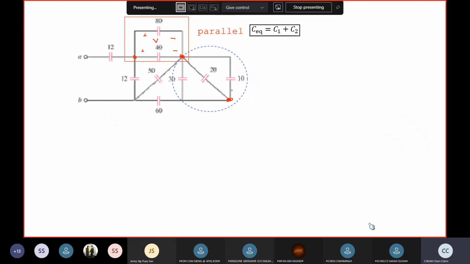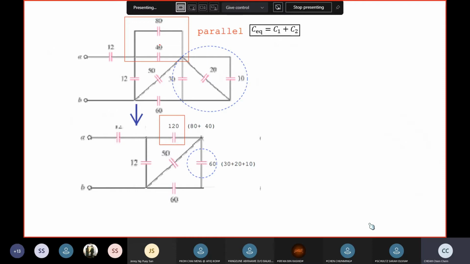Remember, parallel, you just add them up. So this is simplified to 80 plus 40, this is 40, not 60. 80 plus 40 is 120. Well, this one, you can add up three of them together. Therefore, it's 30 plus 20 plus 10, which is equal to 60. I add up C1, C2, C3 and get the equivalent capacitance of 60.